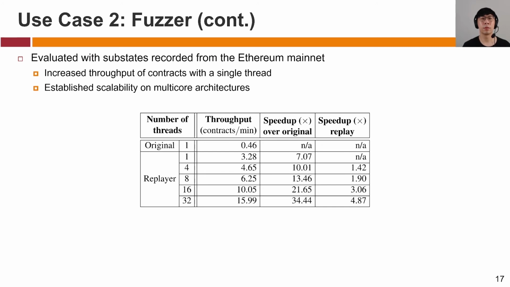We use substates from the mainnet for our evaluation. Our replayer already shows higher throughput with a single thread because substates are more lightweight than testnets. Multi-threaded replay scales fuzzing campaigns on multi-core architecture, which is not possible with the original contract fuzzer.